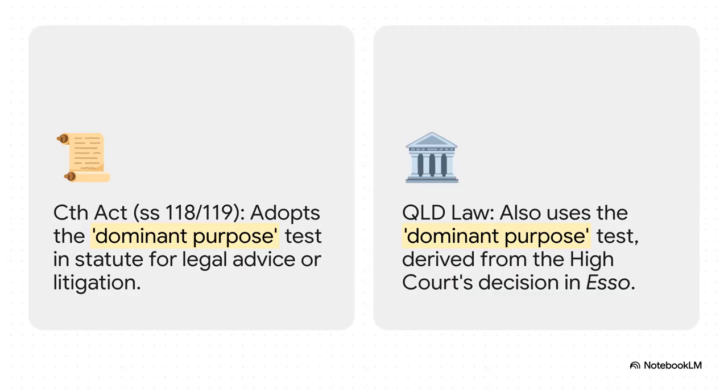Okay, now this is a fantastic point. On the surface, it looks the same, right? Both systems use the dominant purpose test. But look closer. The source of that rule is completely different. For the Commonwealth, it's spelled out right there in the Act. For Queensland, you have to point to the High Court's decision in ESO. Knowing that distinction, statute versus precedent, is what makes an answer go from good to great.